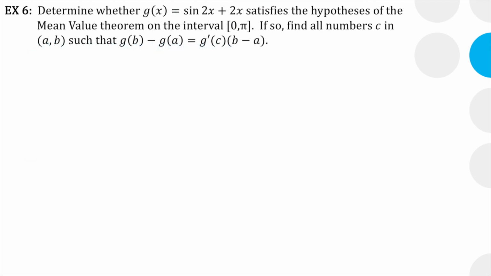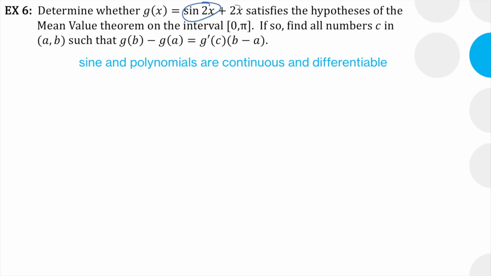Last one, determine whether g of x equals sine 2x plus 2x satisfies the hypothesis of the mean value theorem on the interval [0, pi]. If so, find all numbers c in (a, b) such that g of b minus g of a equals g prime of c times b minus a. There's so many letters. So let's start at the beginning. Determine whether the function satisfies the hypothesis of the mean value theorem. Okay, it does. Sine and polynomial functions, so we have a sine function and a polynomial function together, are continuous and differentiable. So we've got that.